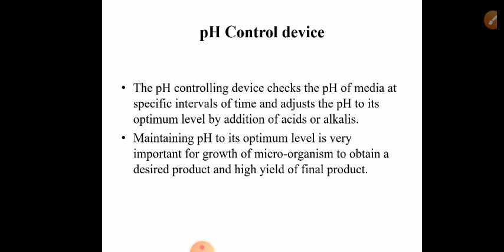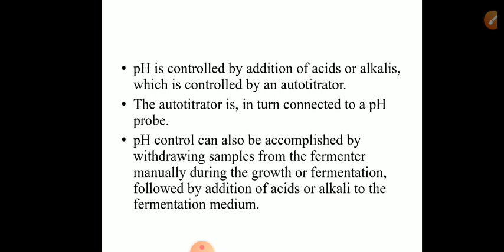So pH controlling device checks the pH of the medium at specific intervals of time and adjusts the pH to the optimum level by adding the acid or alkali. Maintaining pH to optimum level is very important for the growth of organism as well as to obtain a desired product in high yield. Okay, so how do we control the pH? By addition of acid or alkali, which is controlled by an auto titrator.